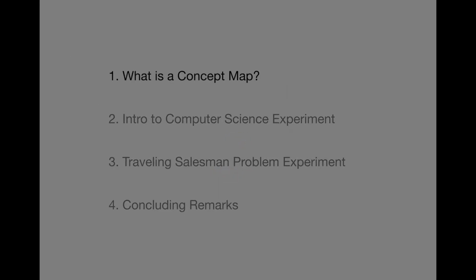So this video is broken into 4 parts. First I'll cover what a concept map actually is. Then I'll go into my first experiment, which is my Introduction to Computer Science experiment. Then I have a second experiment that I've called the Traveling Salesman Problem experiment. And finally, I'll cover some concluding remarks.